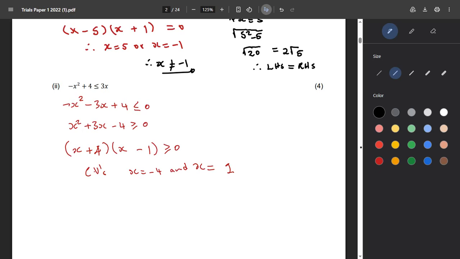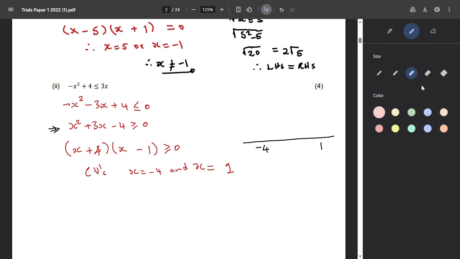So this will help us to find the final solution. You're going to take your critical values. There is your minus 4 here, and then this is your 1. You look at the value of a. Please remember, we work with the one that is in standard form. And the one that is in standard form is this equation right here. This is the equation that we need to work on.